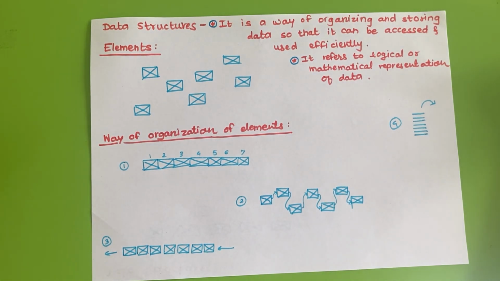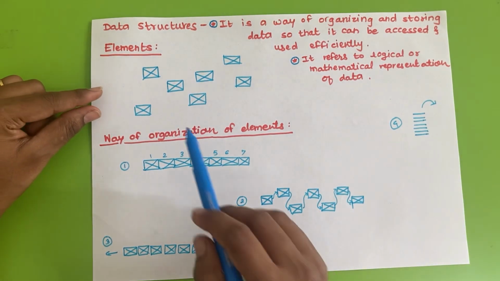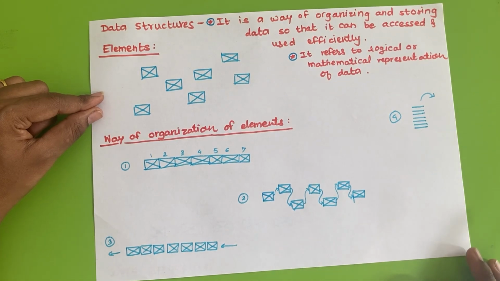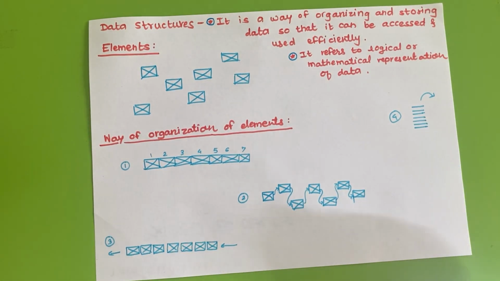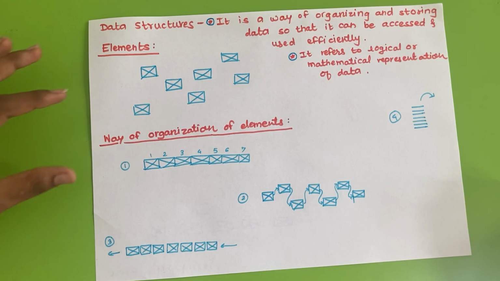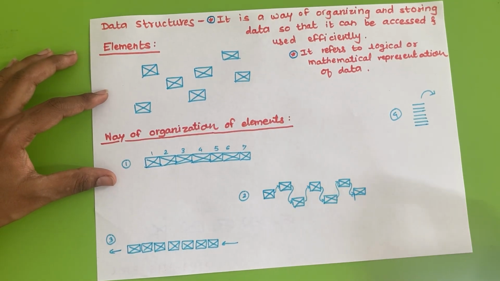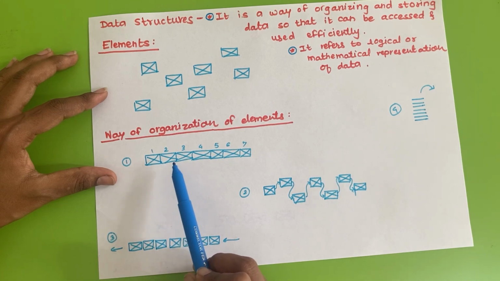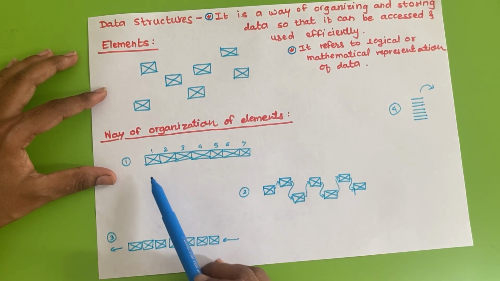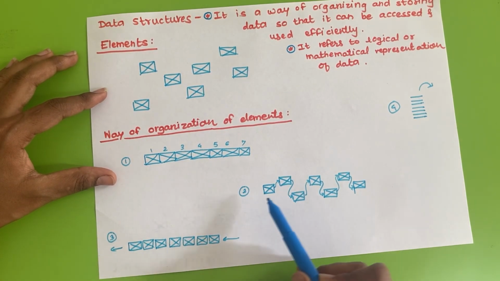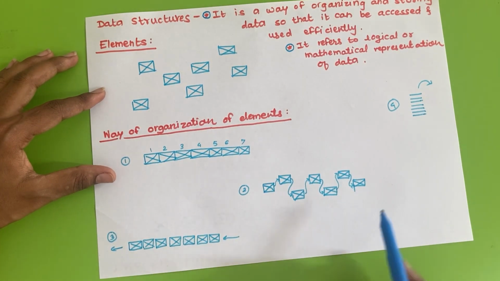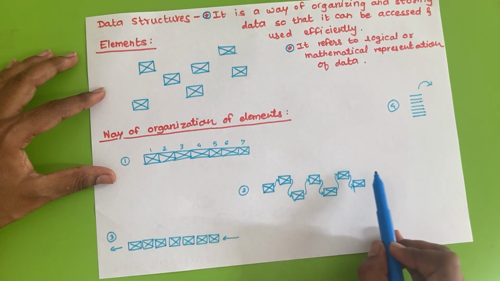Now here we will see what is meant by data structures. For that purpose I have taken a number of elements. Consider that I have a number of elements, and I want to organize these elements in a particular way. There are a number of ways to organize these elements. Suppose the first way is that I can organize these elements one after another. The second way can be that we organize these elements at different positions, but the elements are linked with each other.